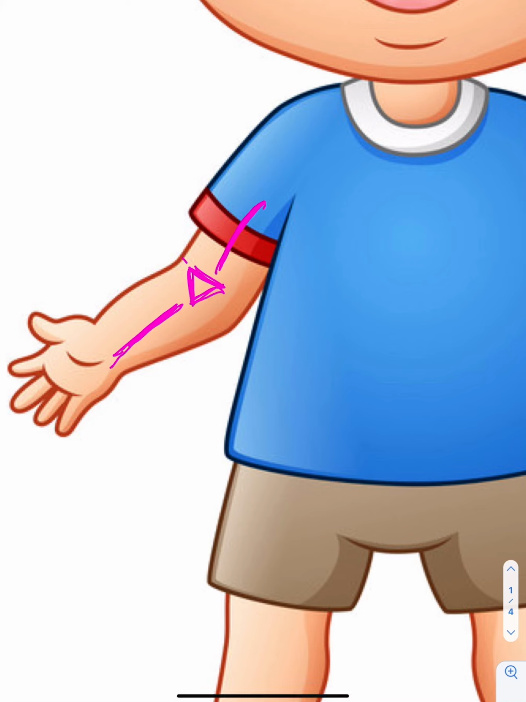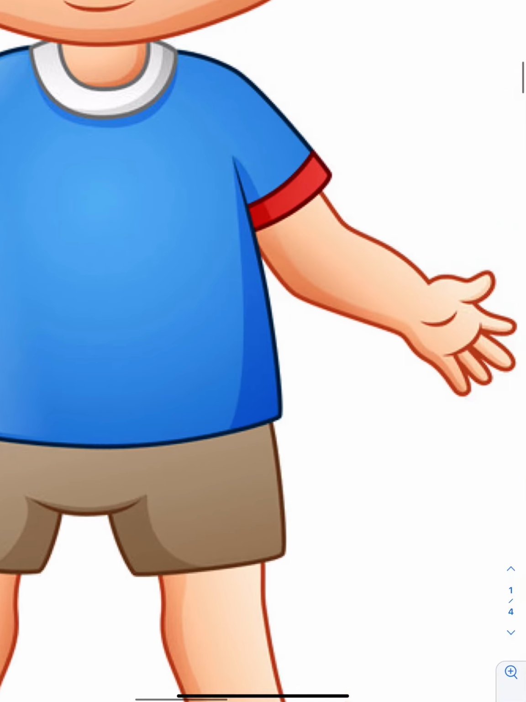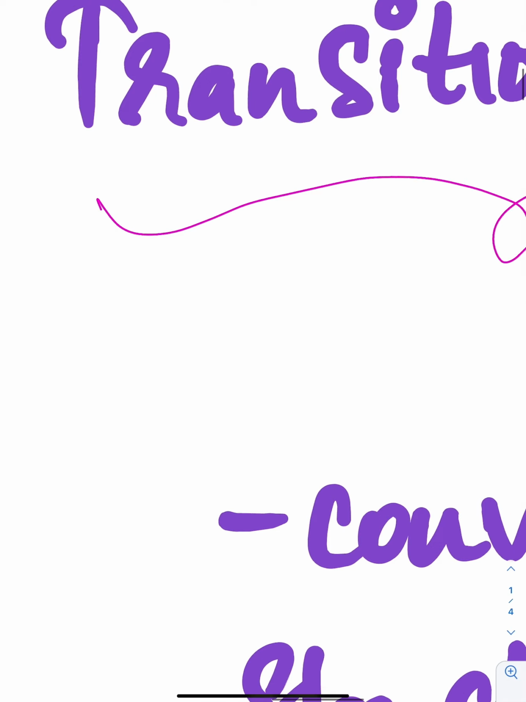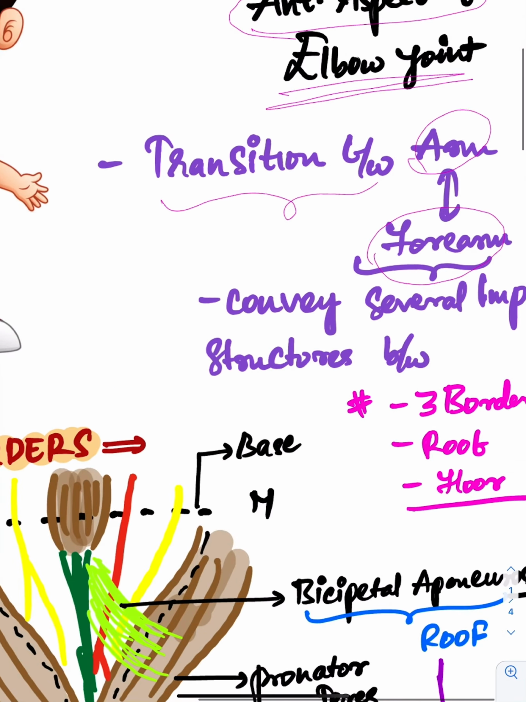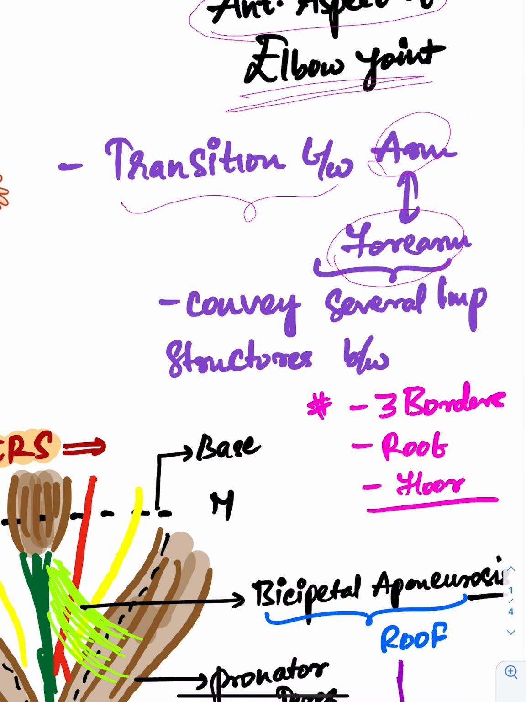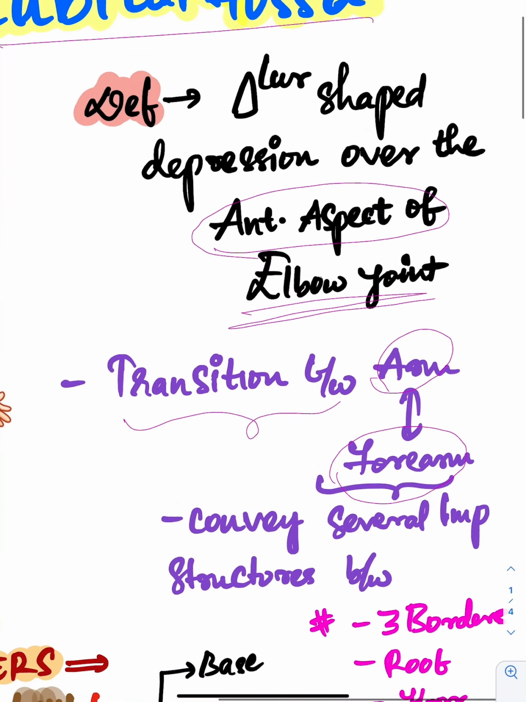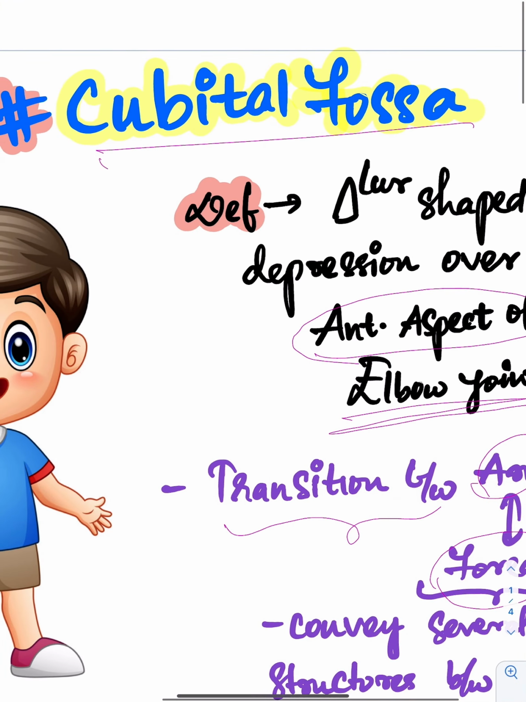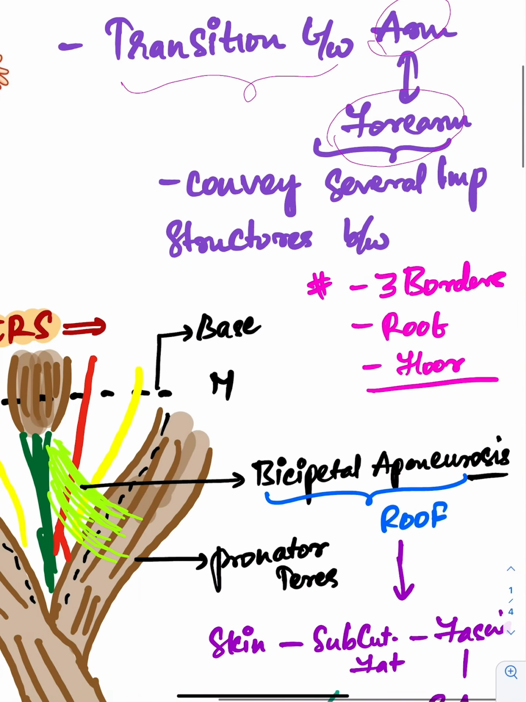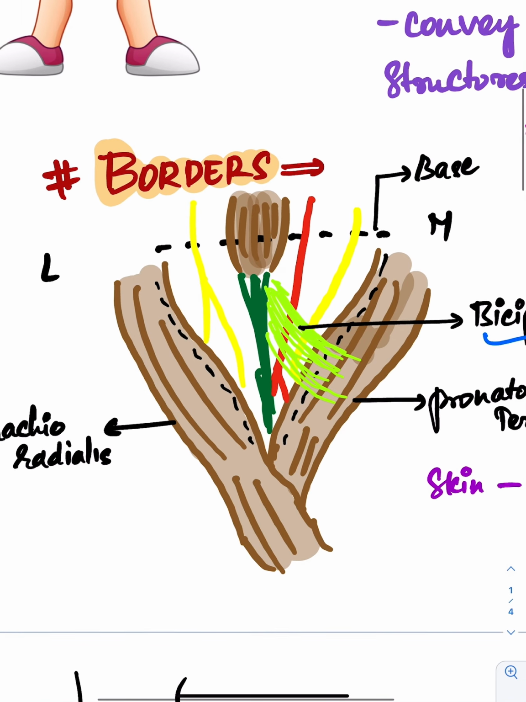As a result, what does it do? It will be transmitting the structures from the arm to the forearm. Okay, and so this will be conveying some of the important structures between the arm and the forearm. Now what all we have to be studying under this cubital fossa is firstly the borders, which are three in number, the roof and the floor. Okay, so first let us talk about the borders.